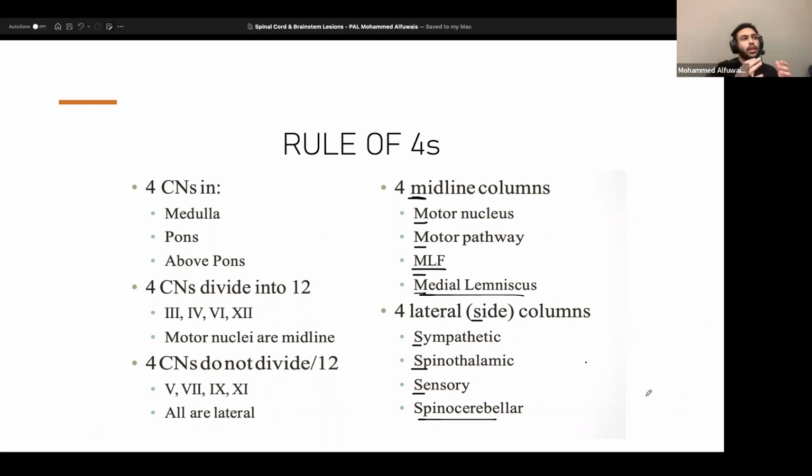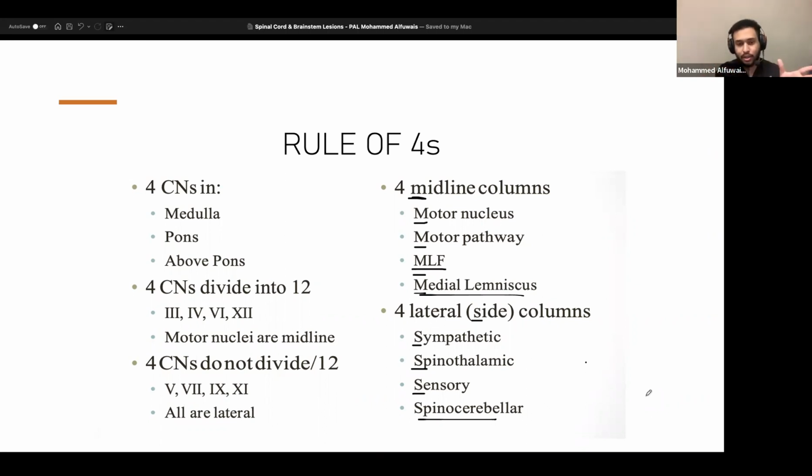Then you look, okay, is it medial or lateral? If it's medial, you might have contralateral spastic paralysis. You might have contralateral loss of proprioception and of vibration, okay? You might have internuclear ophthalmoplegia, okay? And you'll have, obviously, cranial nerves 3, 4, 6, and 12. If it's 3, eyes down and out. If it's 4, for example, the eyes won't be able to look down. If it's 6, the eyes won't be able to look laterally. And if it's 12, the tongue will be atrophied and it will turn to the side of the lesion, okay?